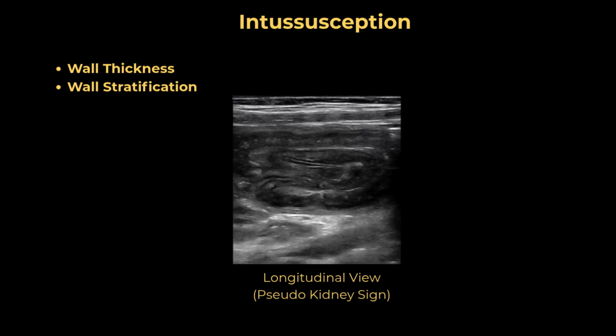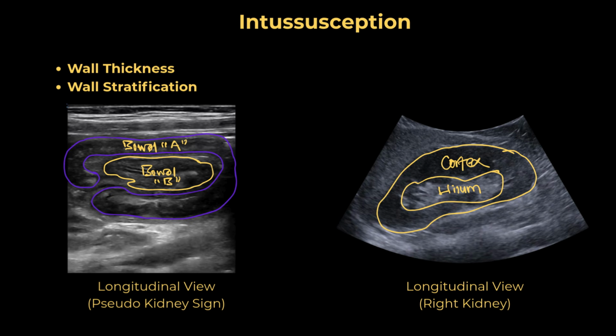In the longitudinal view, you will see the pseudokidney sign. The bowel looks like a kidney. The outer dark layer is edematous bowel wall. The central bright area is mesenteric fat and vessels. It looks similar to a kidney in shape and texture. The bowel diameter is increased at the lesion. It usually measures about 3 to 5 centimeters.